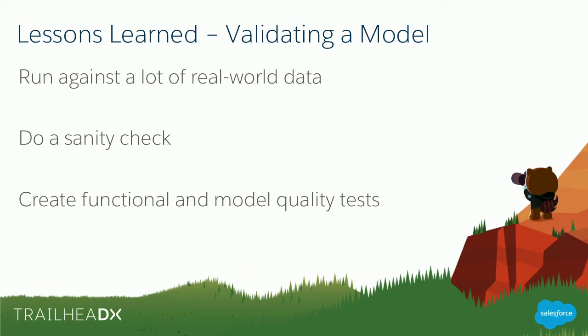OK, so first thing is run against a lot of real-world data. There's a tendency to take maybe a small sample of the data, play with it, and say, I've got my model. Chances are, if you take that and explode it to your entire data set, your model is going to change a lot. So you want to make sure that you actually run it against everything, not just a small subsample. The second thing is do a sanity test. If your model is either too good or too bad, you probably want to look at it. Or even if your model seems exactly where you expect it to be, go take a look at it and make sure it actually makes sense.